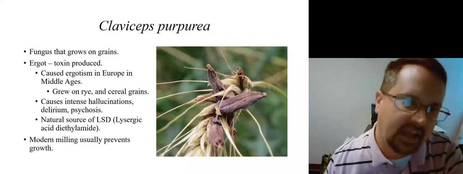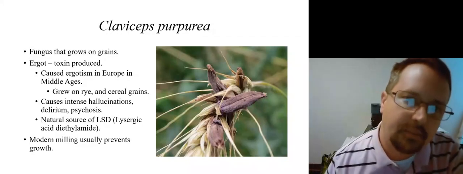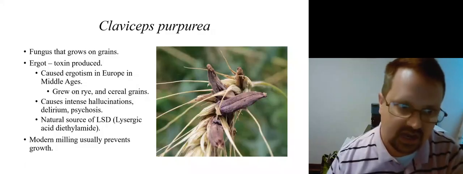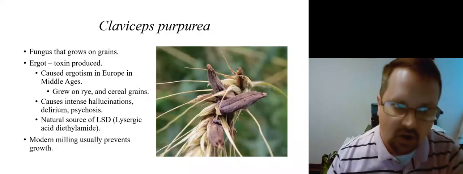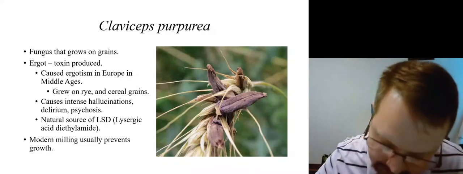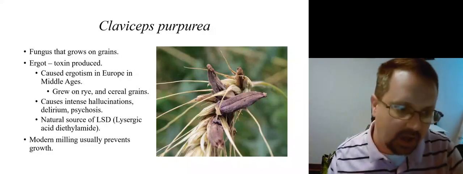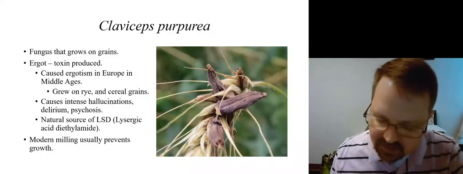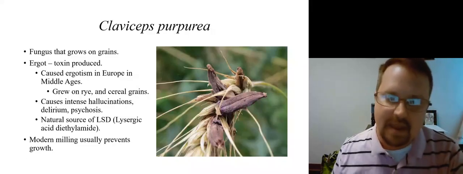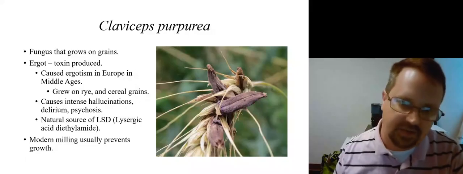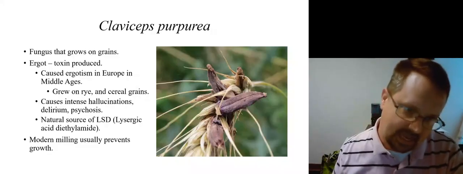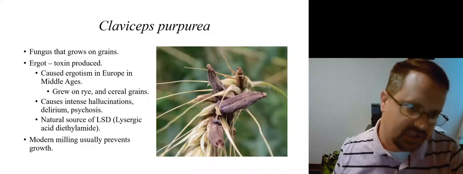One that I want to talk about is Claviceps purpurea. That's a fungus that grows in grains like barley. It produces ergot, which is a toxin, called ergotism in the Middle Ages. People used to blame this for what they think was causing the witch trials, that ergotism caused hallucinations, and people thought they saw Temperance and Prudence dancing with the devil in the pale moonlight. They were hallucinating. They were high on acid. This is where we get LSD. It causes hallucinations, delirium, and psychosis.